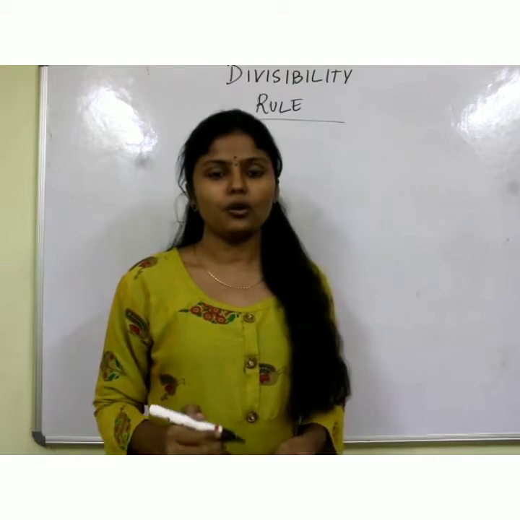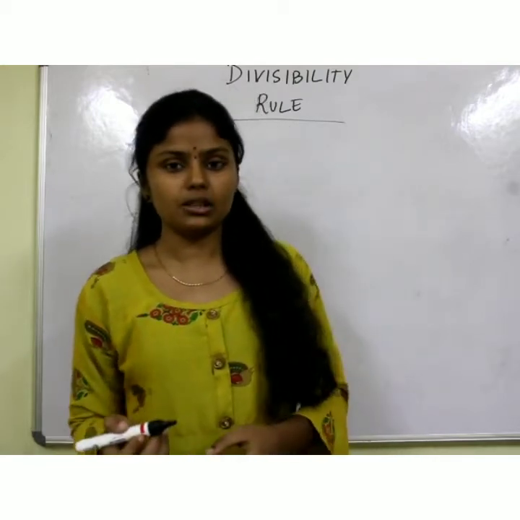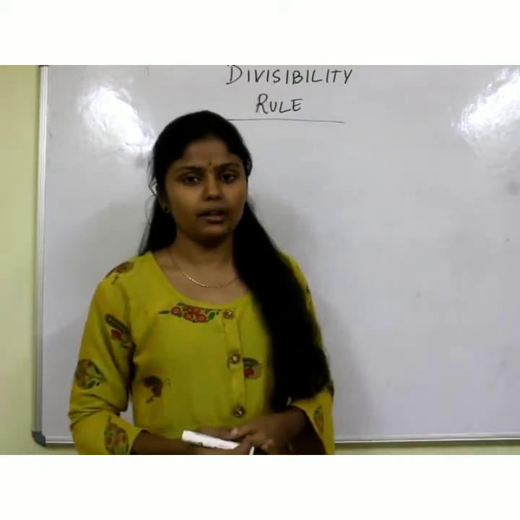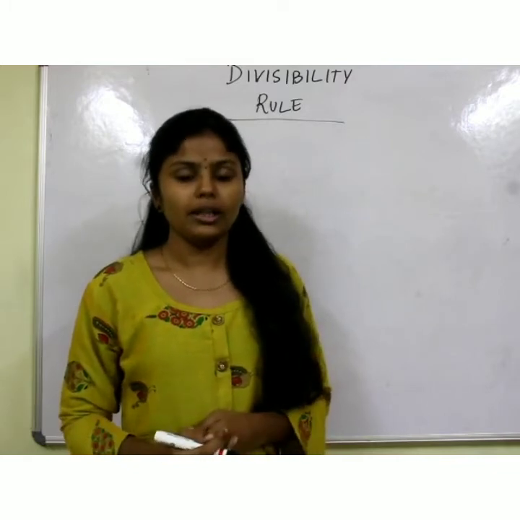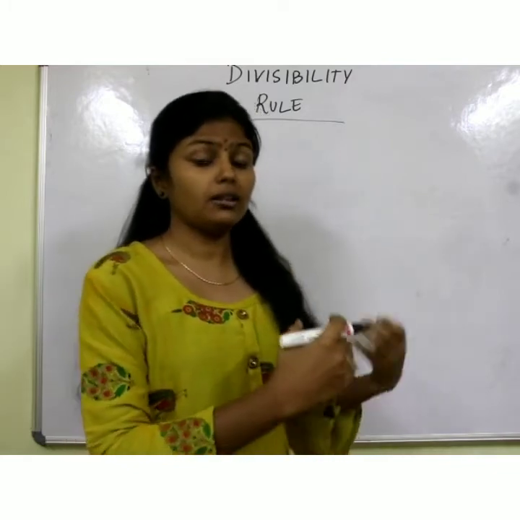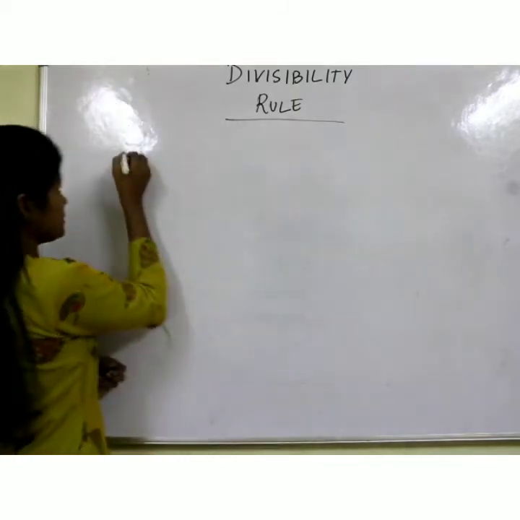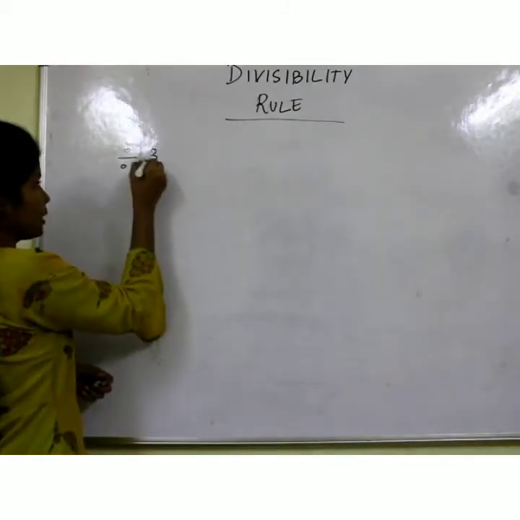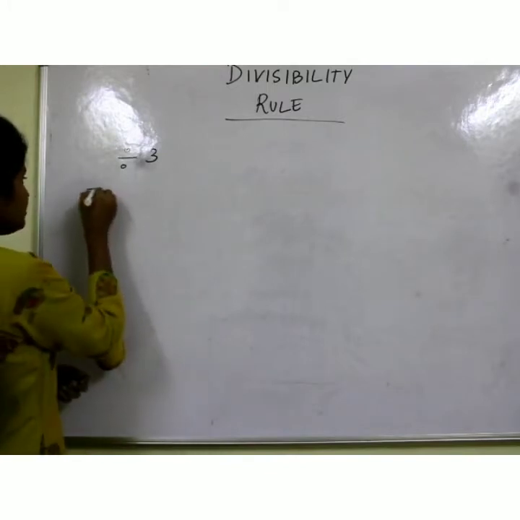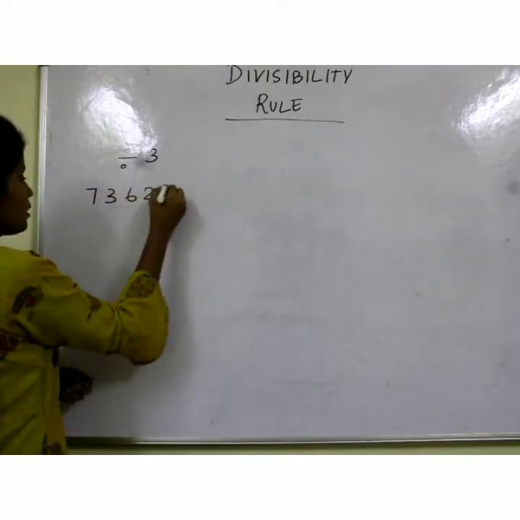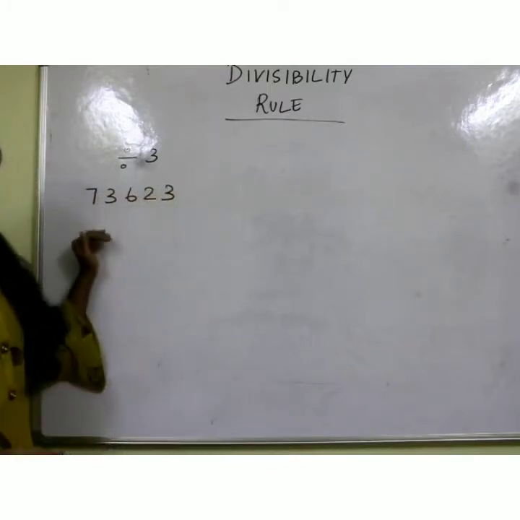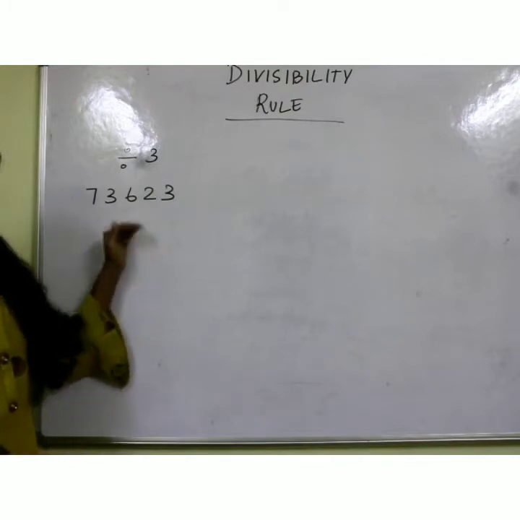Now that we know how to check whether a number is divisible by 2, 4 or 8 or any other power of 2, let's now see the divisibility rule of 3 and powers of 3. Starting off with the divisibility rule of 3, let me take a random number. Now, how to check whether this 5-digit number is divisible by 3 or not?